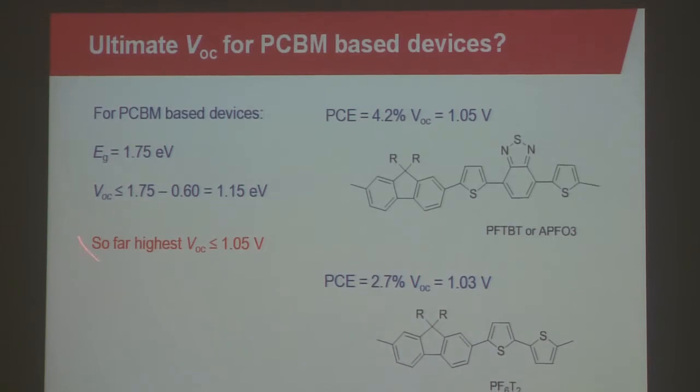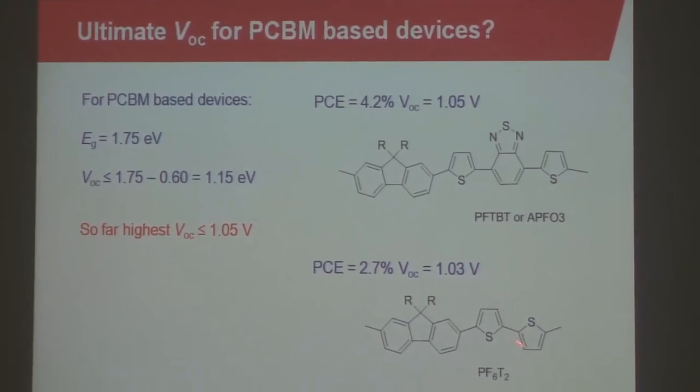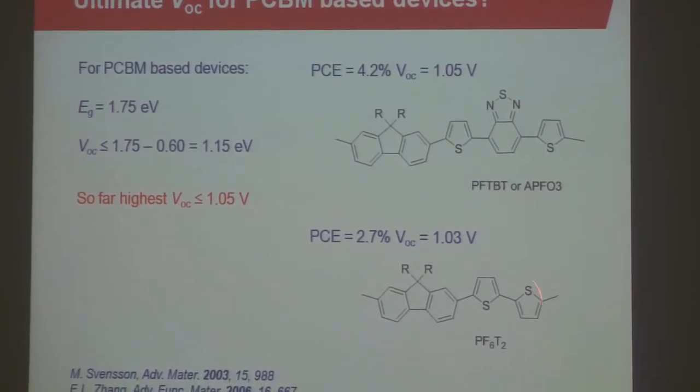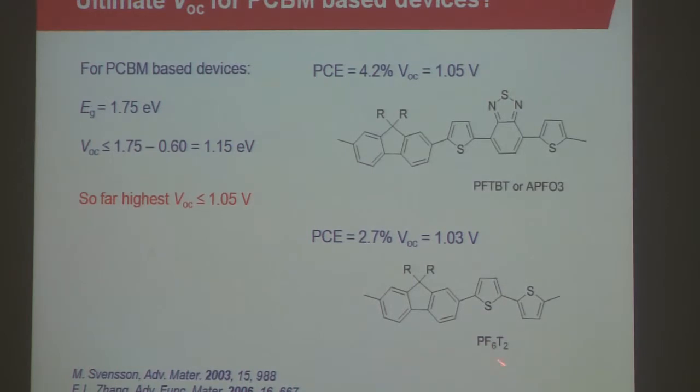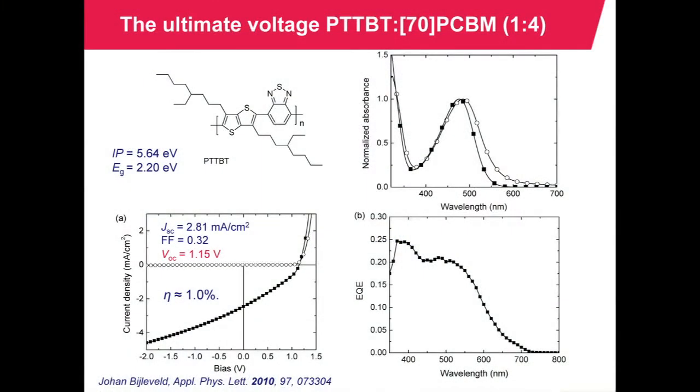If you look in the literature, you'll find values of slightly over 1 volt. There are a number of papers that show that for these polymers, this APFO3, now drawn more correctly, I think, and for this PF6T2. We made this polymer, which itself is not a very efficient polymer. It gives you a 1% cell with a very poor fill factor.